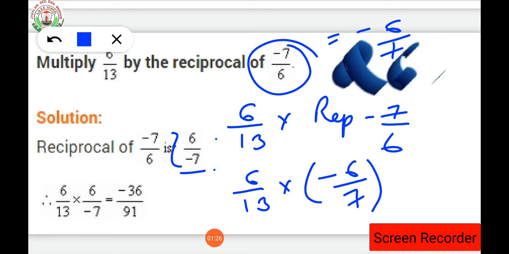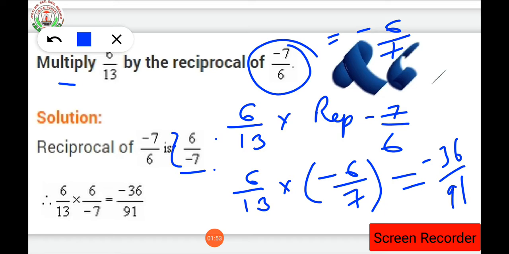Now, since it is said that we have to multiply 6 upon 13 by the reciprocal of minus 7 by 6, it will be 6 upon 13 into minus 6 upon 7. So 6 into minus 6 will be minus 36, isn't it? And 13 sevens will be equal to 91. So what is the answer we are getting? The answer is minus 36 upon 91, the required answer.